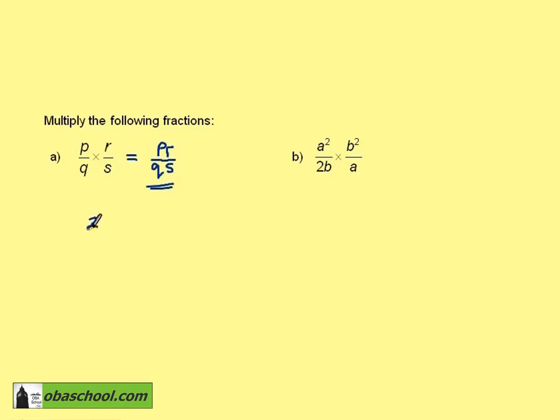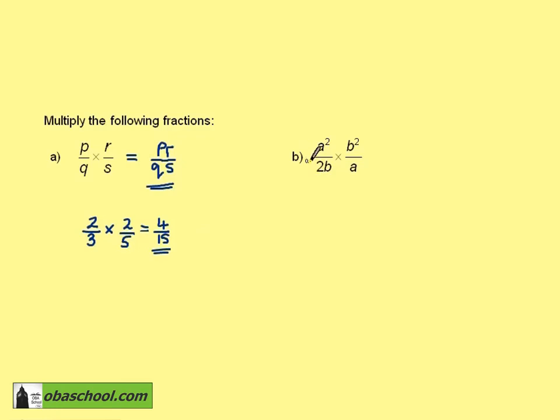Let's just use an example with numbers to remind ourselves. If we have 2/3 times 2/5, we do 2 times 2, which is 4, divided by 3 times 5, which is 15. We can see that we did the same above with our algebraic quantities.